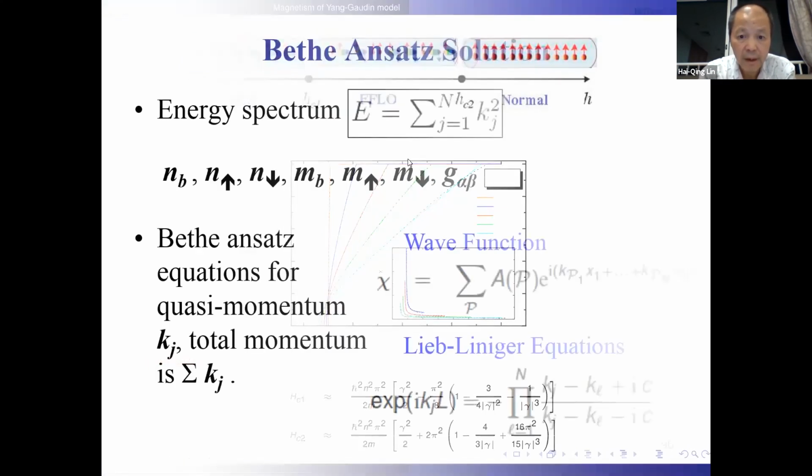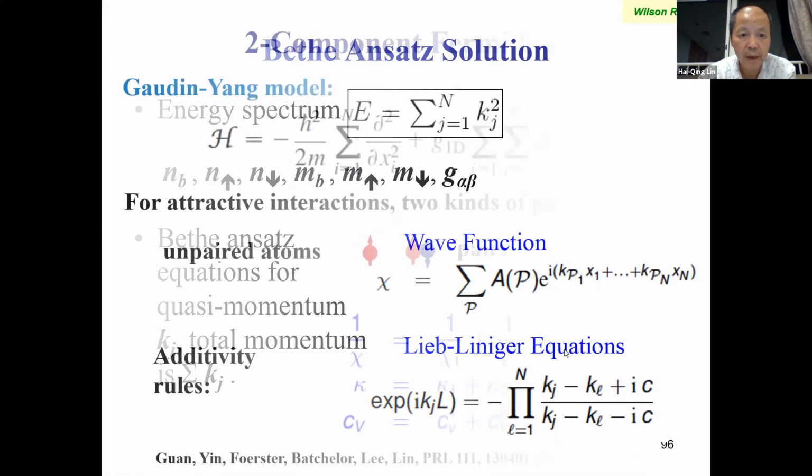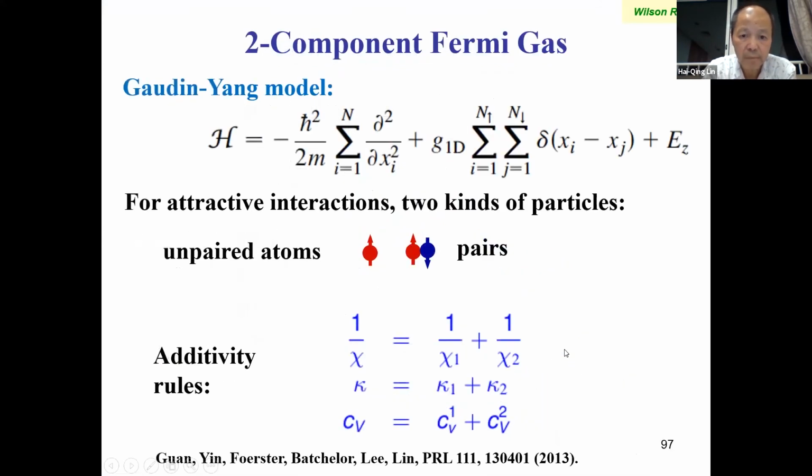All right. Now, once you write down the Bethe ansatz, everything can be obtained from these linear equations by solving this kernel here. Now, we may change the presentation a little. So rather than talk about spin up and spin down, we can say single atoms, unpaired, or paired atoms. Then we can calculate susceptibility and heat capacity and also compressibility.